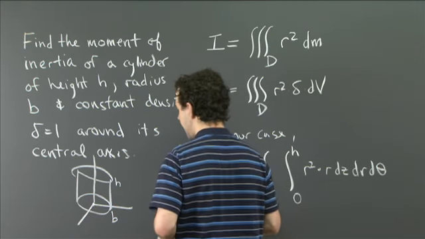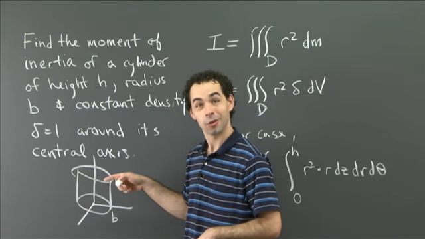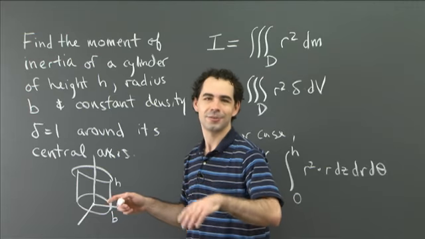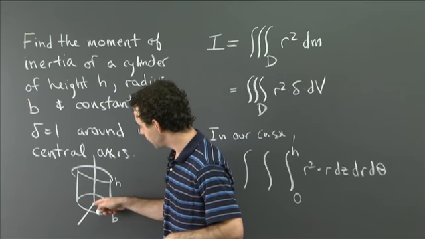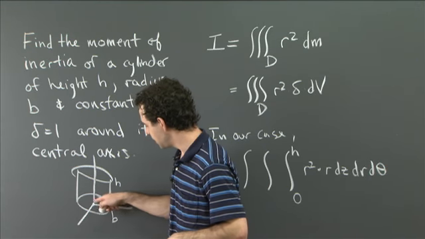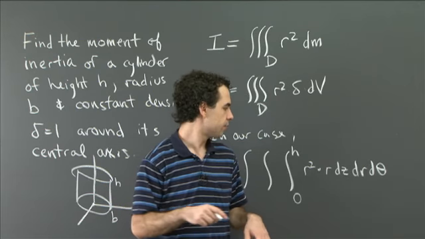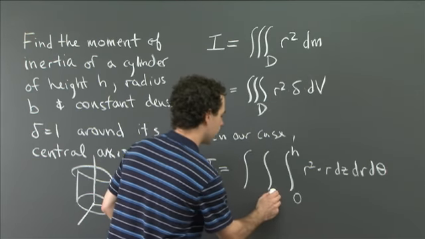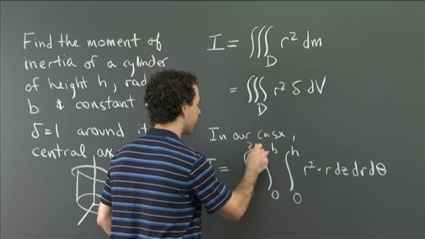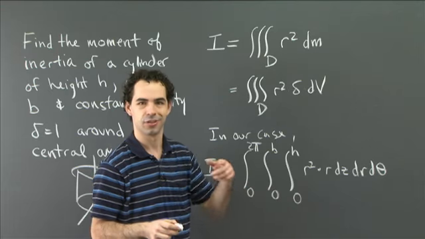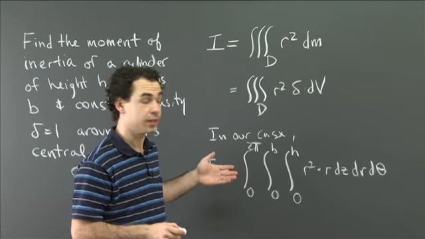Okay, then r is next. Cylinders are great for cylindrical coordinates. Shocker, right, given the name, I know. So r is going from 0 to, what's the radius? Our radius was b. So r goes from 0 to b, and that's true regardless of theta. So back over here, we have r going from 0 to b, and theta is just going from 0 to 2 pi. We're doing the full rotation all the way around the cylinder. So this is what our moment of inertia is, and now we just have to compute it.